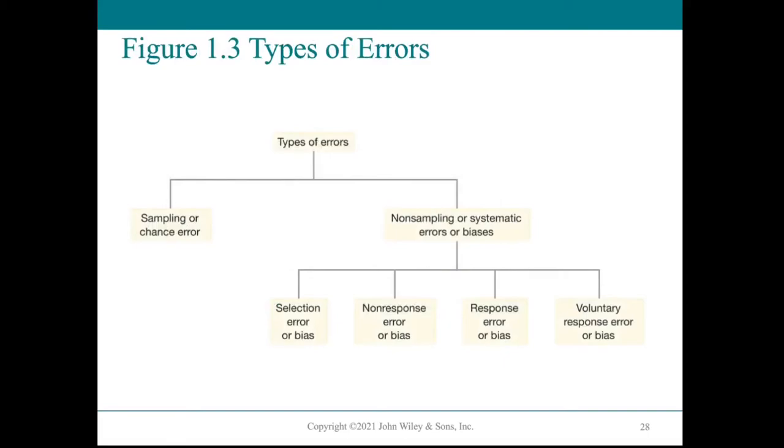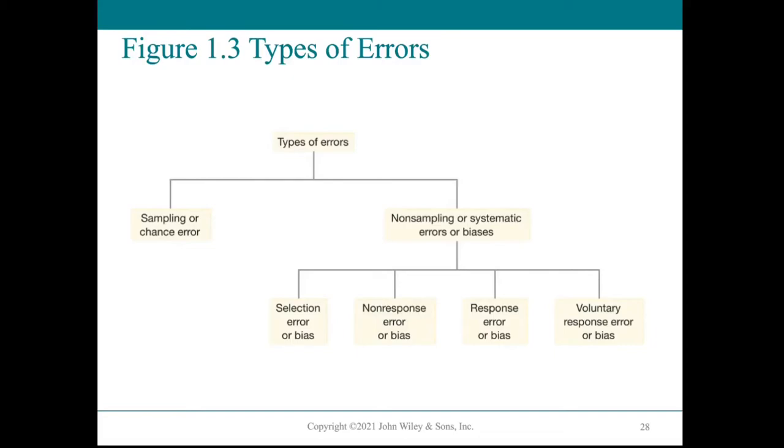So here are the types of error. You have the sampling or chance error. In an ideal world, you always have a representative sample, but more often than not, it's not. You have a slight error in your sampling. And then non-sampling or systematic errors are actually biases. Between the two of them, the systematic errors or the biases are the ones that we can correct.